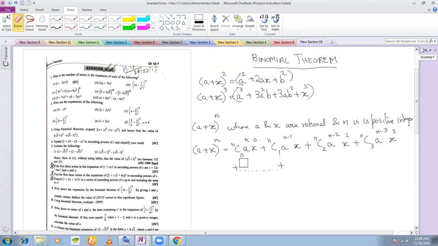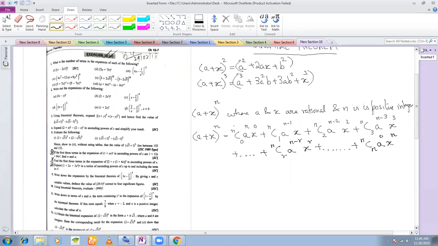let me write the term in between. Any term here will be nCr a to the power of n minus r x to the power of r, and then this will further continue till nCn, till the power of a is reduced to 0 and the power of x is increased to n. So what you see here is your binomial theorem. We are starting with nC0, then nC1, nC2, nCr, and then we are going till nCn. This is for the combination term.